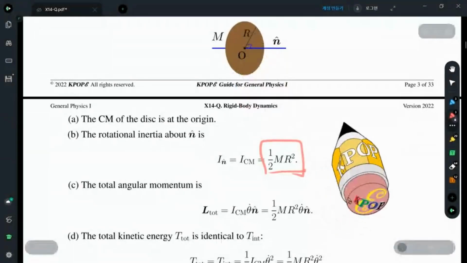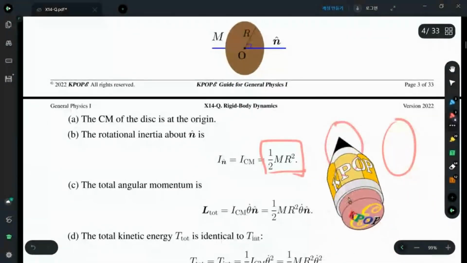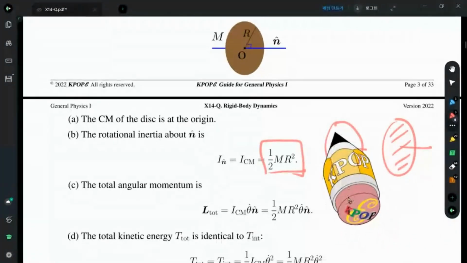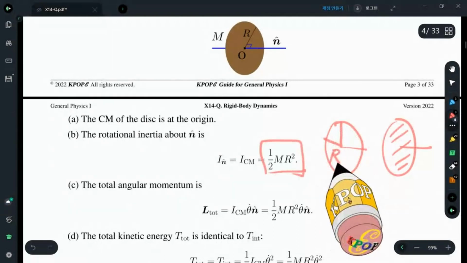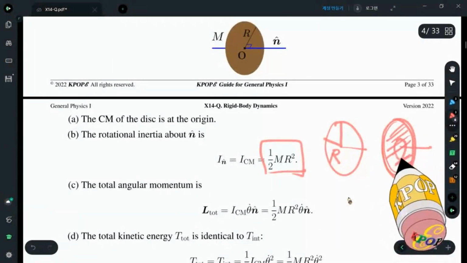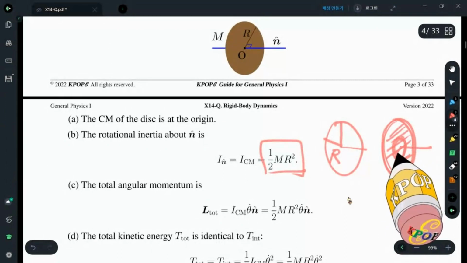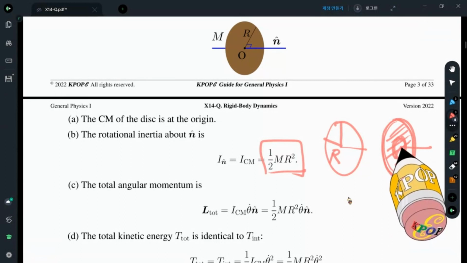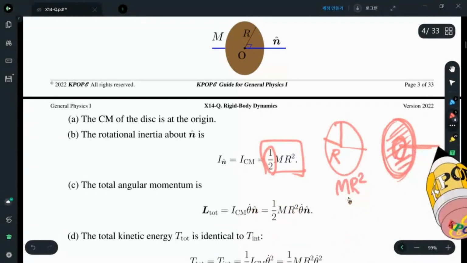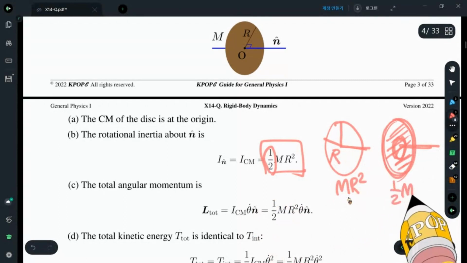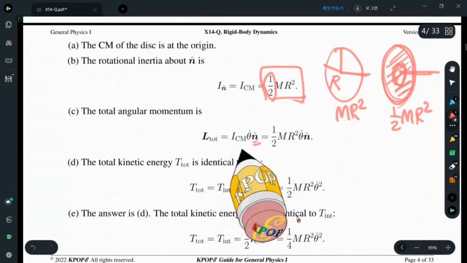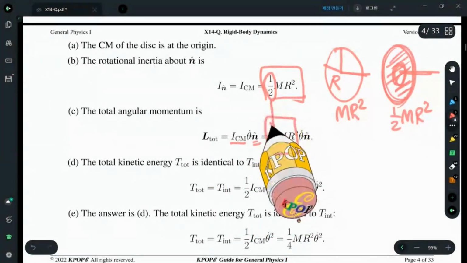And in comparison with the hoop, the average distance from the axis of rotation is shorter for the disk. For the hoop, every part has the distance r, but for the disk, some of them are at maximum value r, but there are masses that are nearer than the radius r. So after integration, you will find we have a factor of 1/2. The hoop is mr squared, with the axis of rotation the same, and this is 1/2 mr squared. So we keep the axis of rotation the same, and the change is a factor of 1/2 only.